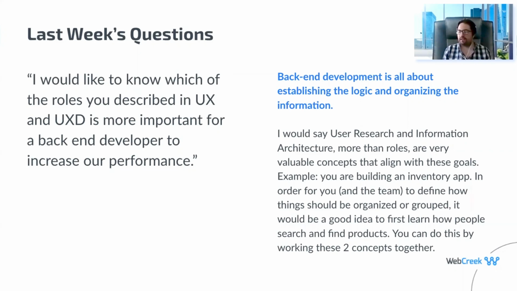more with those tasks. So for example, if you're building an inventory application, with products, with machines, with tools, and you're trying to organize those, in order for you and the team to define how things should be organized or grouped, it would be a good idea to learn how people search and find those products. So in order to define your database, your tables, the relationship between elements, you can group and define the categories after you understand how people search and find products. So you can do this by working these two concepts of user research and information architecture together.